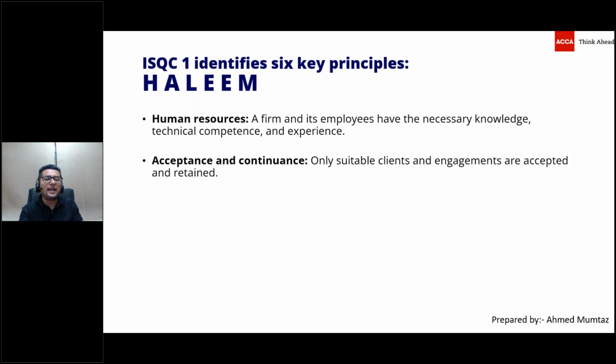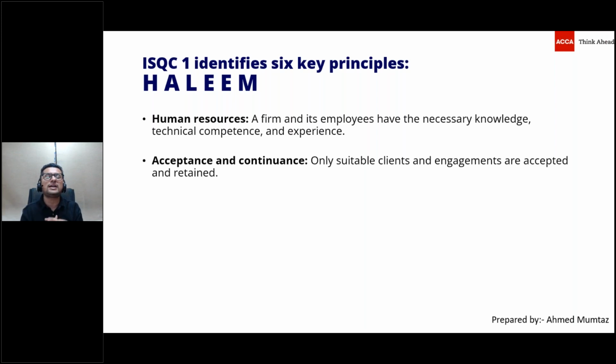What about the second element of the ISQC1? The second element is called acceptance and continuance. In order to ensure that we come up with the best level of quality, we have to make sure we only accept those clients which are top notch. We cannot accept each and every audit client.